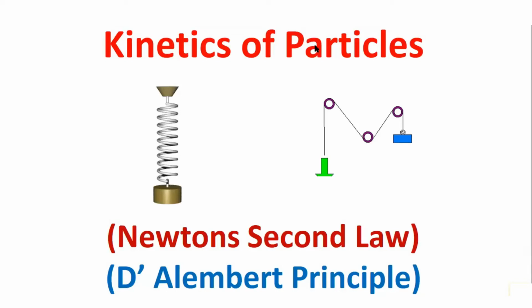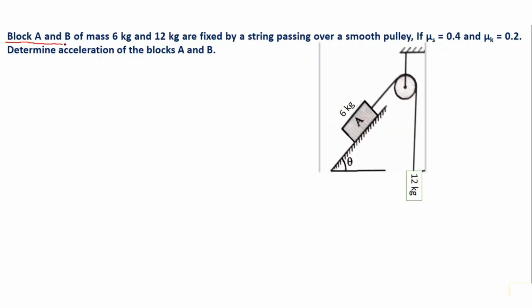Welcome students. In the previous class, we started solving problems on connected bodies in the topic kinetics of particles 1. So let us solve some more problems on this particular topic. The next problem is: blocks A and B of mass 6 kg and 12 kg are connected by a string passing over a smooth pulley.